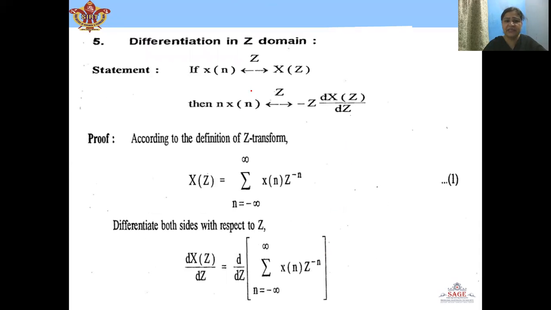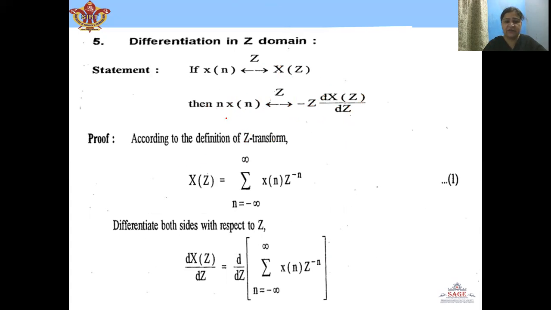Now, the next property is differentiation in Z domain. If we have any signal x[n] which has Z transform X(z), and I multiply this signal x[n] with n, in that case there will be a differentiation of this Z transform X(z). So I will write it as minus z dX(z)/dz. And there will be no change in the ROC of the signal after multiplying it with n.